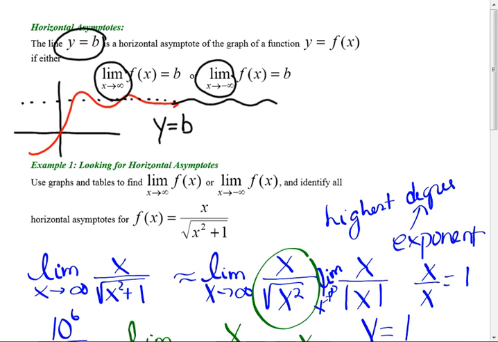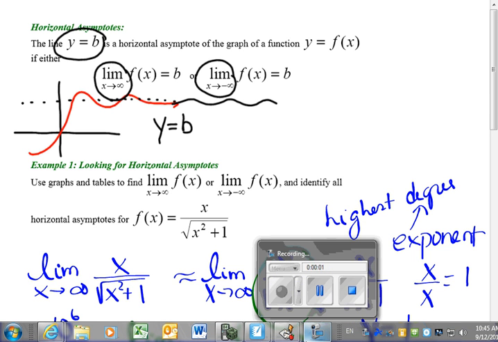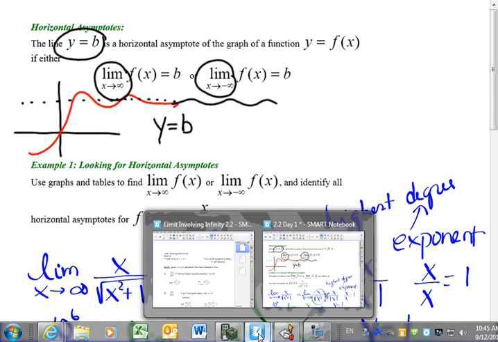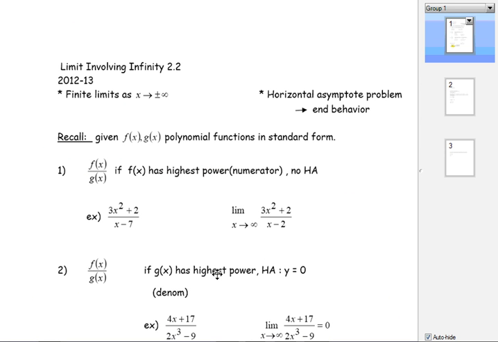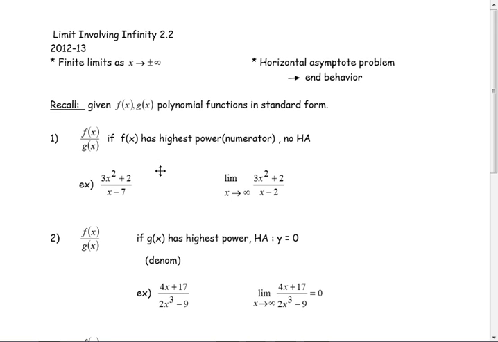Now there's another one, and I don't have extras of this for some reason. And this looks like this one. I'm hoping you all have it. It's orange, or I don't know what color it is. Salmon orange. Yes, that color. There it is. And it says limit involving infinity 2.2. Yeah, it's stapled. We're only going to do part of it today. We'll do the other one tomorrow. I'll get you one tomorrow. I tried to find extras, I couldn't. Yes.